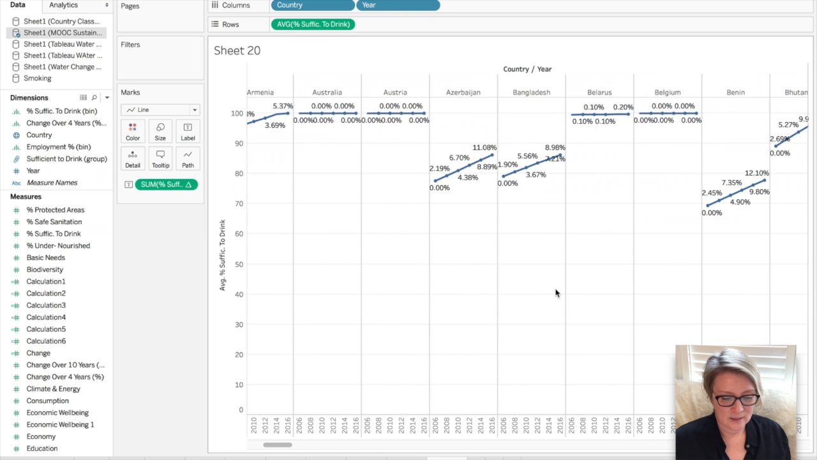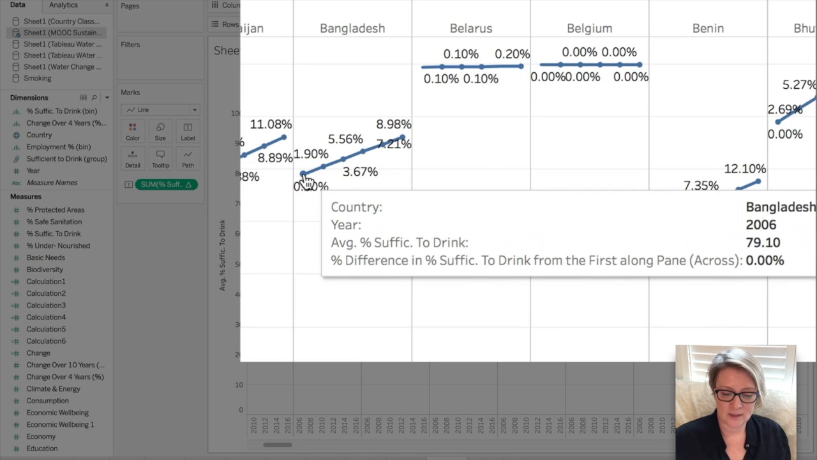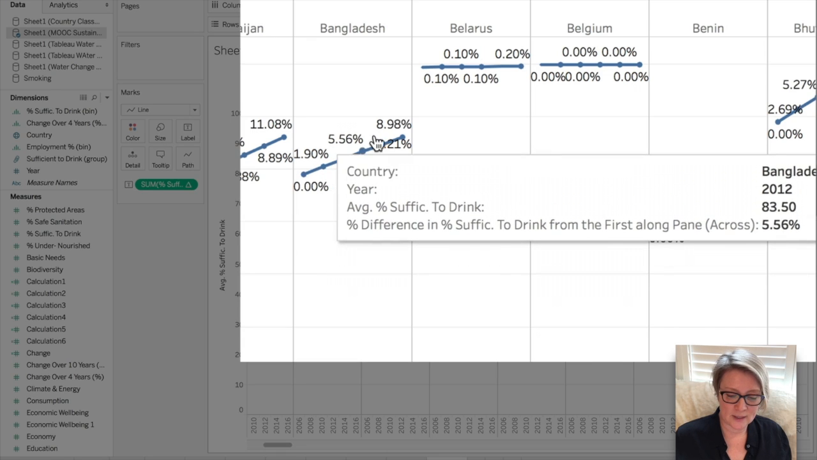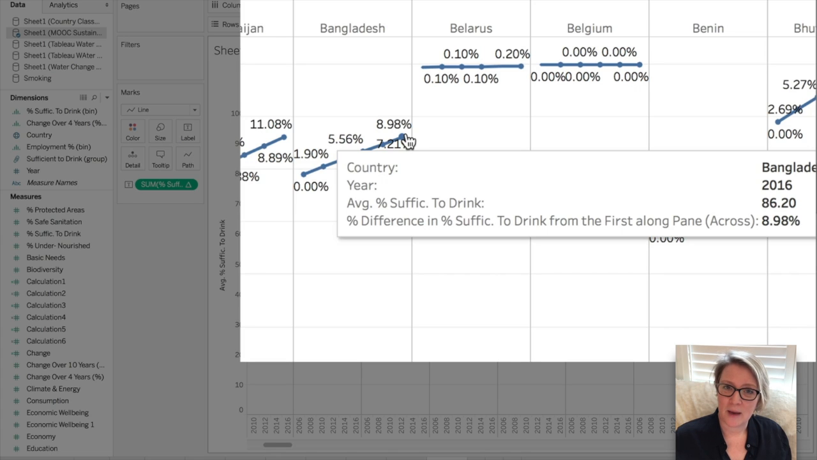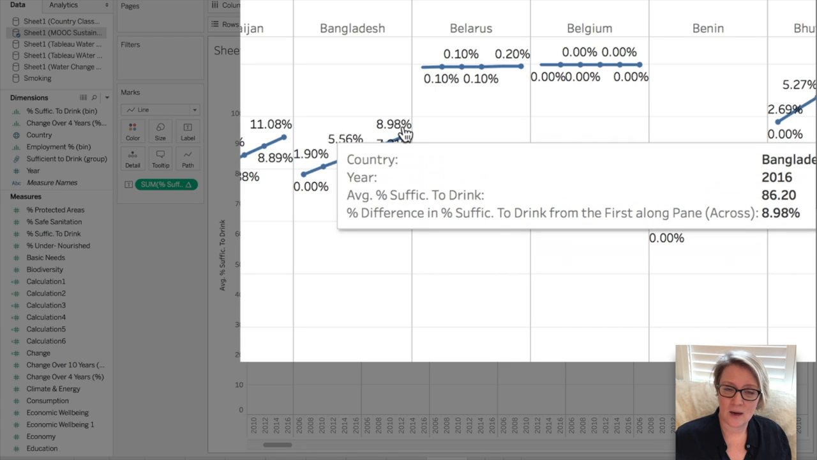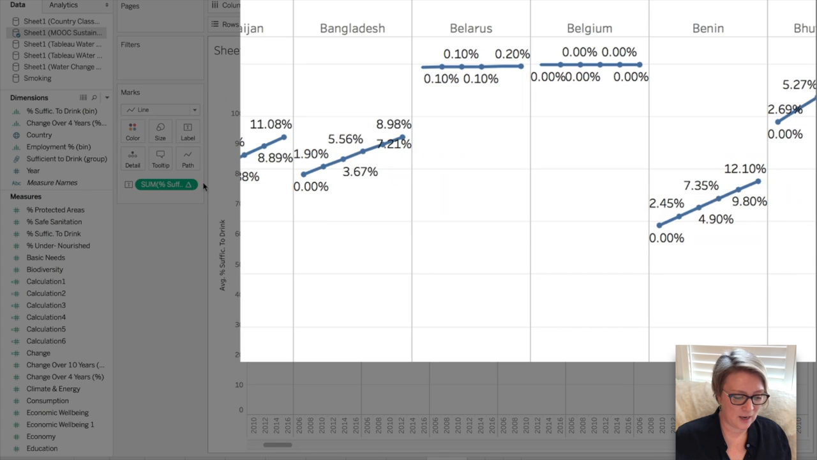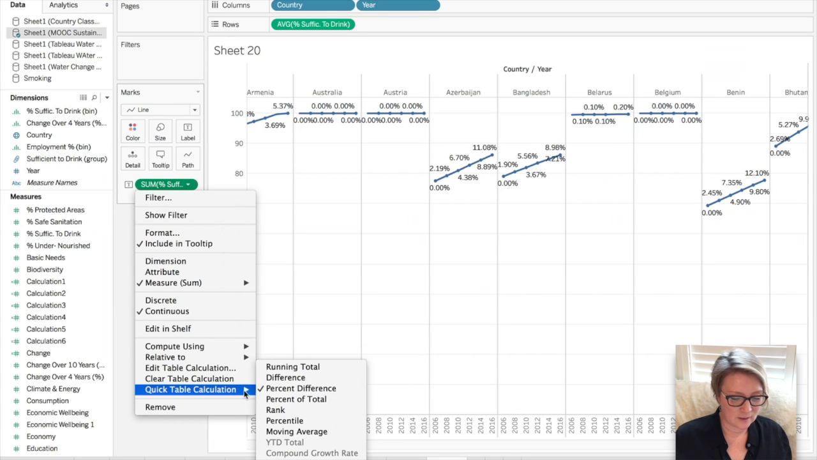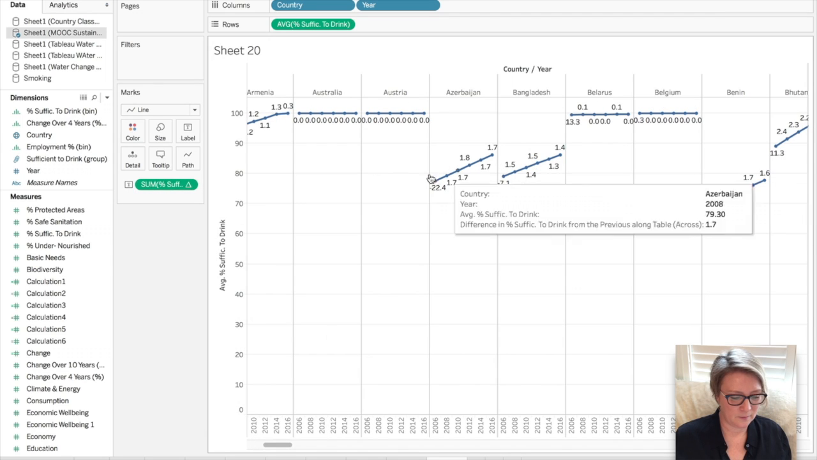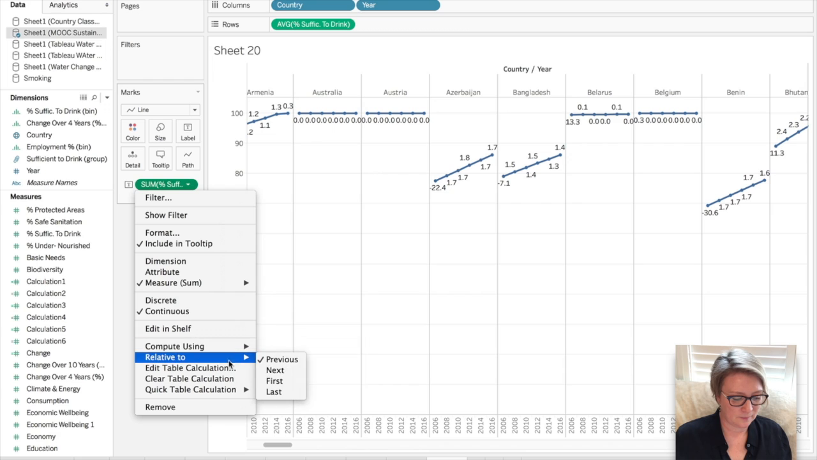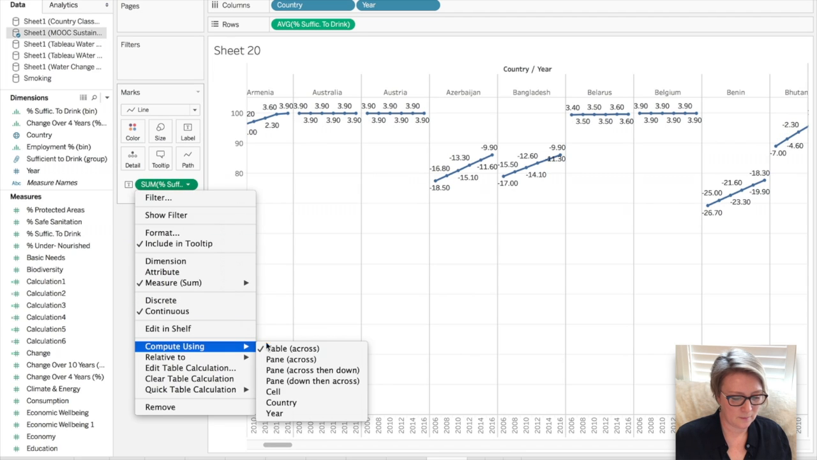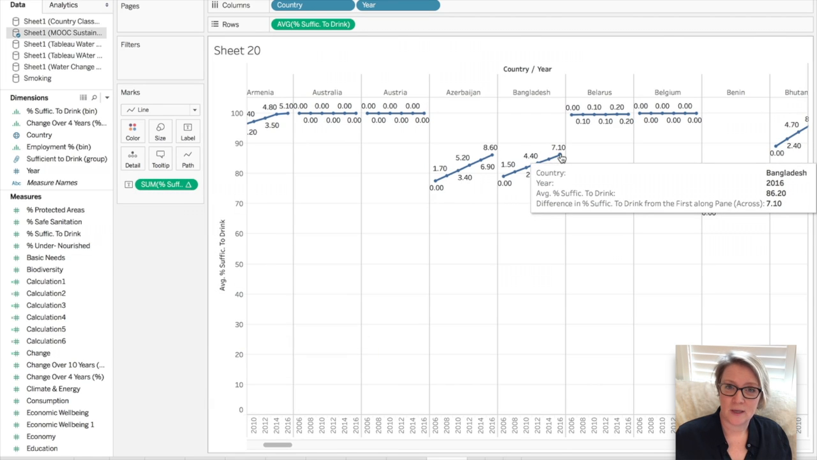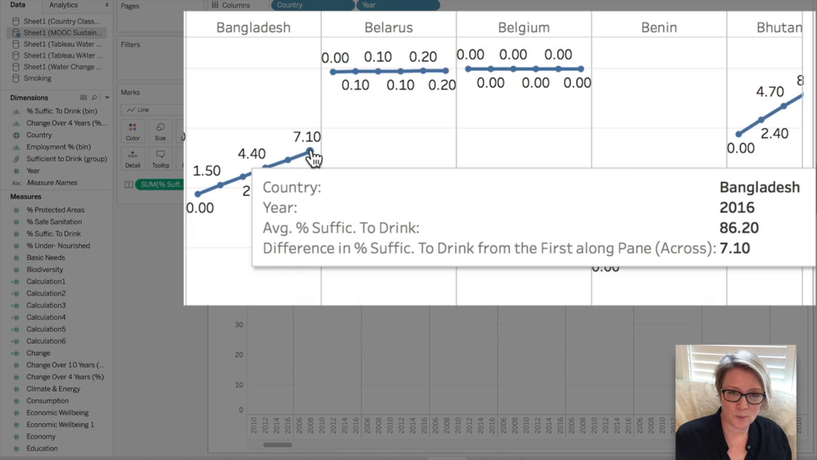we could say that Bangladesh started in 2006 with 79% of its population having access to good drinking water, and by 2016, about 86% of the Bangladesh population had access to water. That's an increase, a percent change of just about 9%. So it's a 9% change. However, it is a difference of 7 percentage points. So you can see there's a difference between percentage points and percent change.